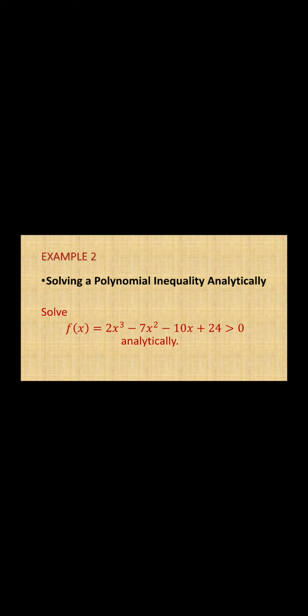Solve f of x equals 2x cubed minus 7x squared minus 10x plus 24 greater than 0 analytically. Solution. Let f of x equal 2x cubed minus 7x squared minus 10x plus 24. Use the rational zeros theorem, where P over Q is 24 over 2, where 2 is the leading coefficient and 24 is the absolute value.